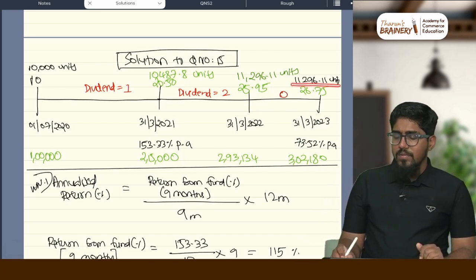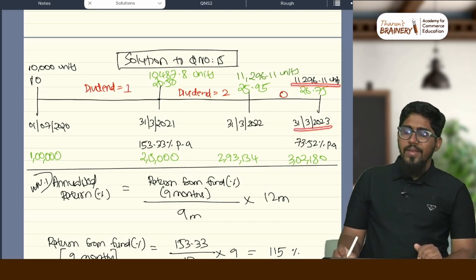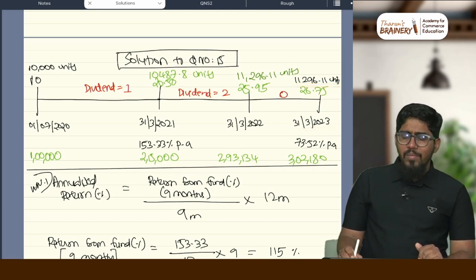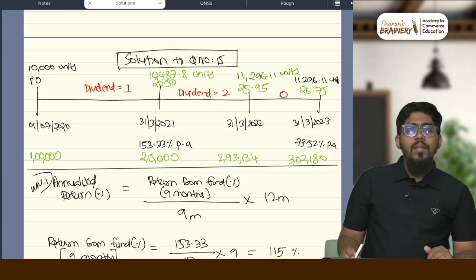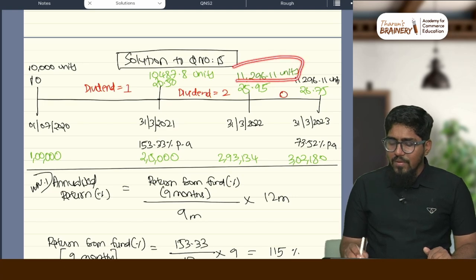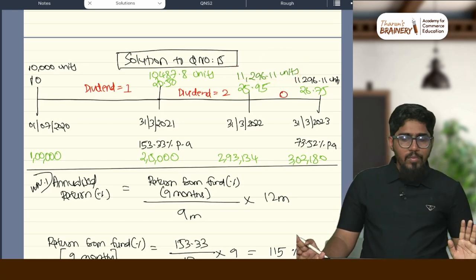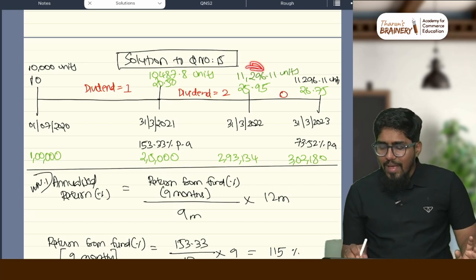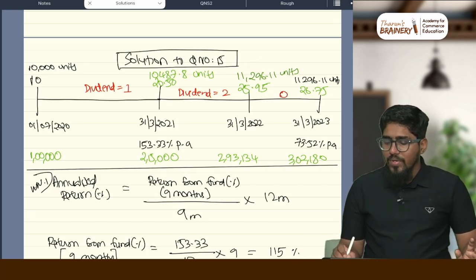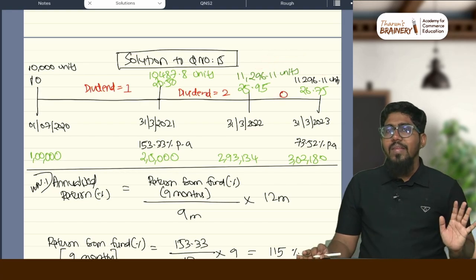11,296.11 units you are having as on 31/3/2023, which is given. No dividend information is given in year 3, which means no dividend reinvestment in year 3. It means my number of units remains the same, 11,296.11 units. Point number 1. Are you all with me? So here also I will be having 11,296 units because no dividend means no dividend reinvestment.